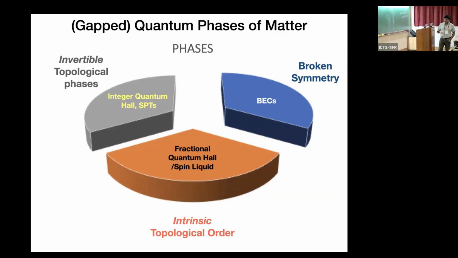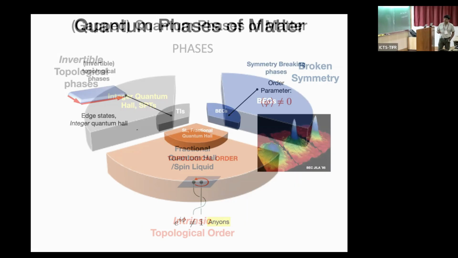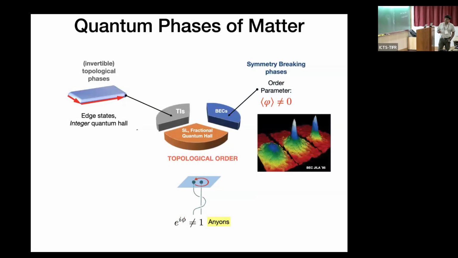Yeah, and we'll be interested in creating these kinds of states, and a particular subset that I'll talk more about. Okay, so what are the characteristics of these different quantum phases? If you have spontaneously broken symmetry, the characteristic is an order parameter.